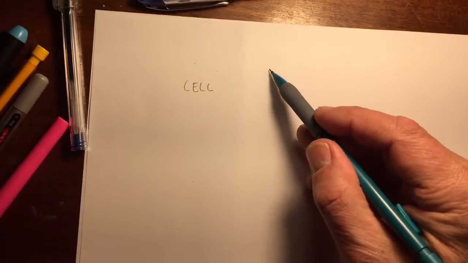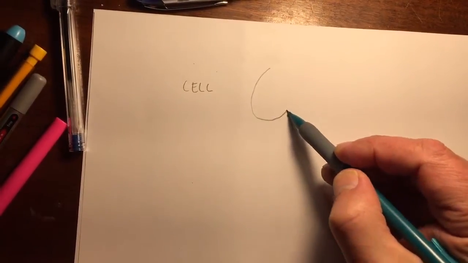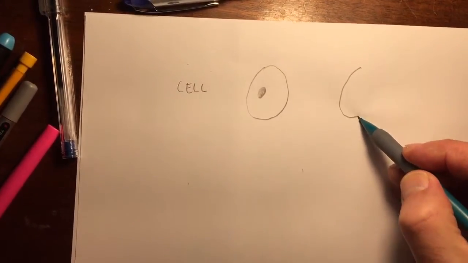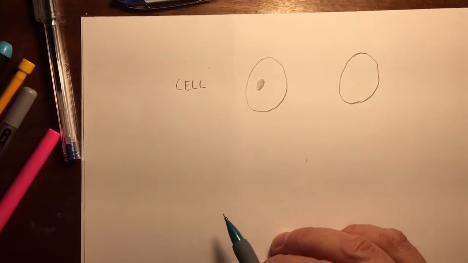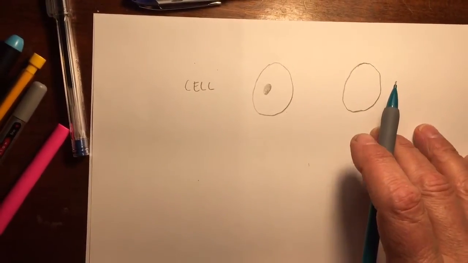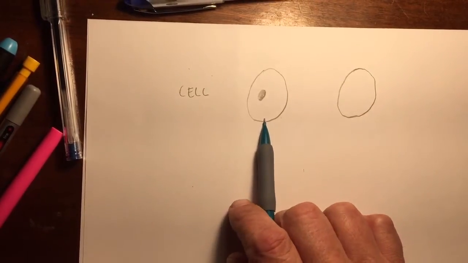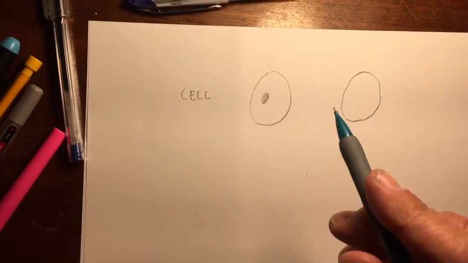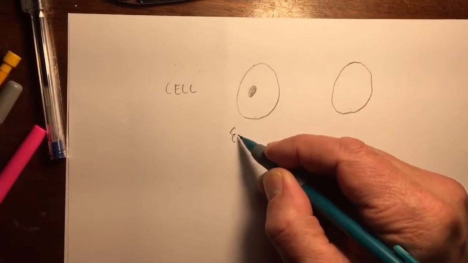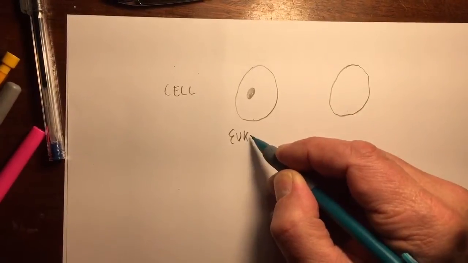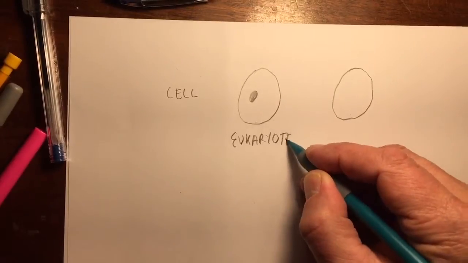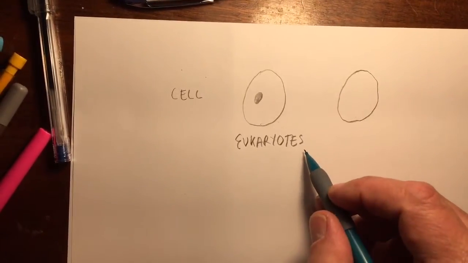So it turns out cells can either have a nucleus, or there are some cells that don't have a nucleus. So that's the basic categories of life. They can either have cells with a nucleus or cells without a nucleus. Cells with a nucleus, we're going to come to learn, are called eukaryotes, or sometimes they're called eukaryotic cells.